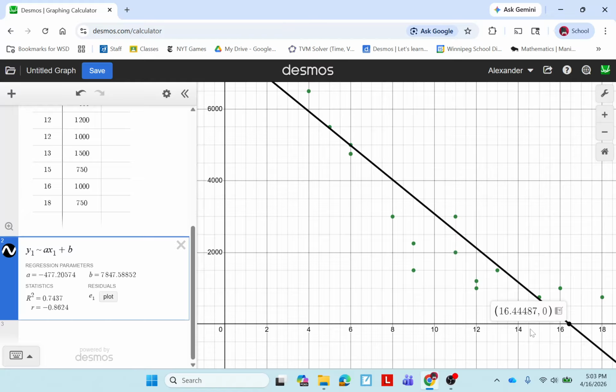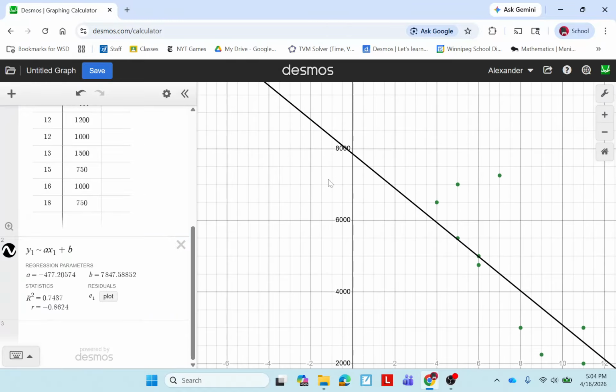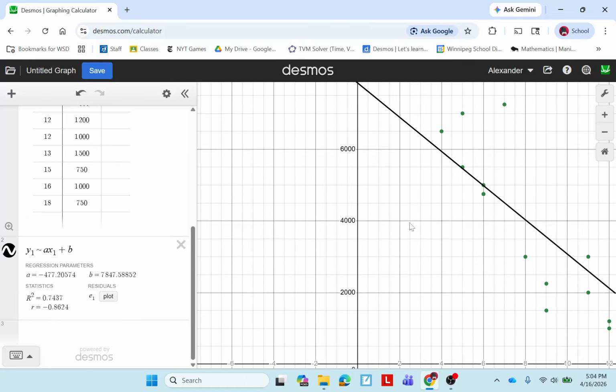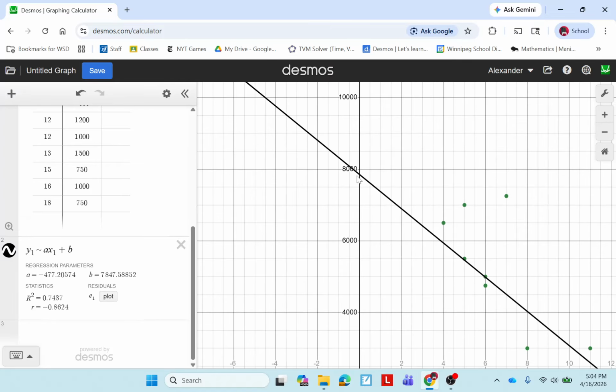Part E says, if you extend your graph, what was the approximate new value of the cars that were studied? Well, the new value means that the age of the car would be 0 years. So that is asking us for our y-intercept. So the new value of the cars would be $7,847.59.